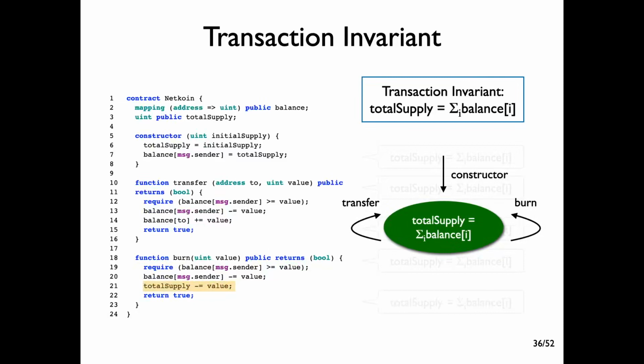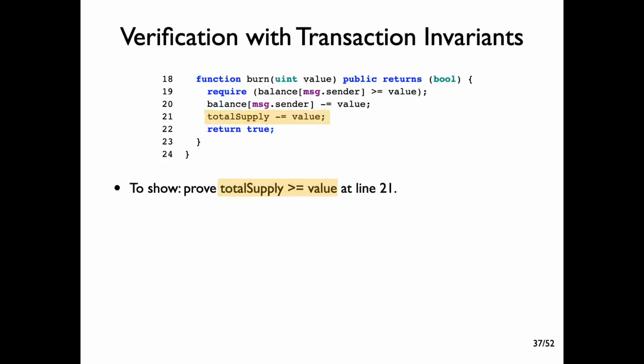Having obtained the transaction invariant, now I will show you how it can be used to precisely analyze smart contracts. Specifically, I will show you how to prove the underflow safety at line 21, where there is no direct corresponding guard statement in the function. To prove the underflow safety at line 21, we need to show that total supply is always greater than or equal to value.